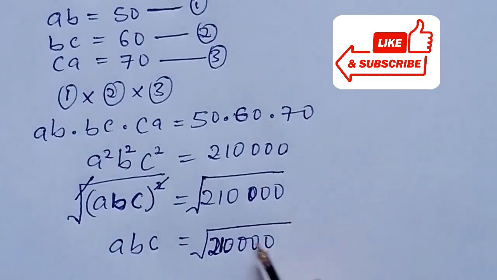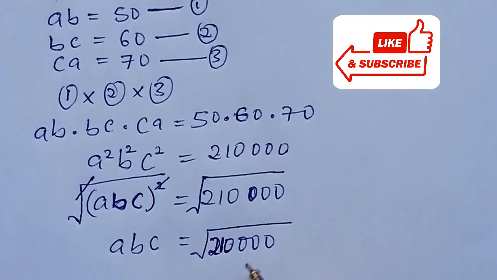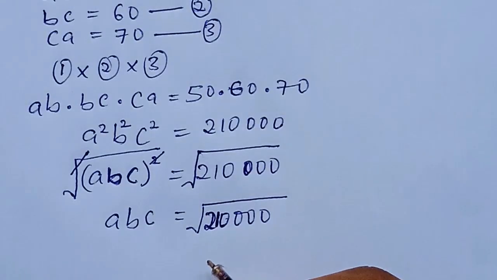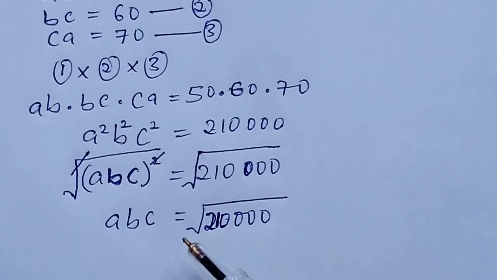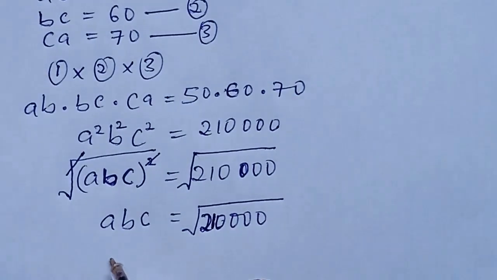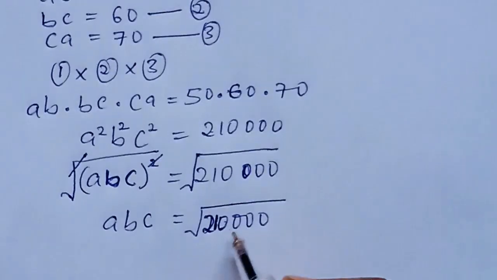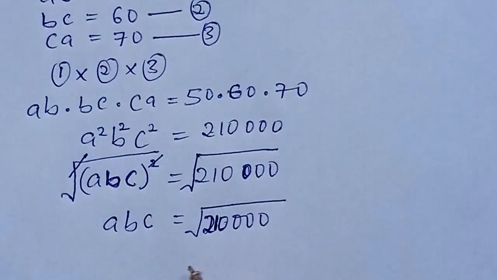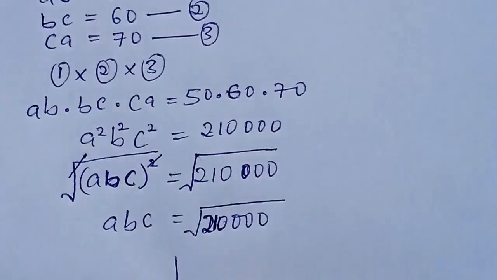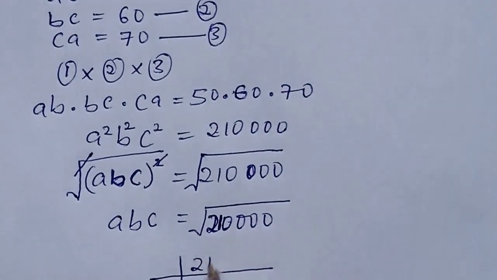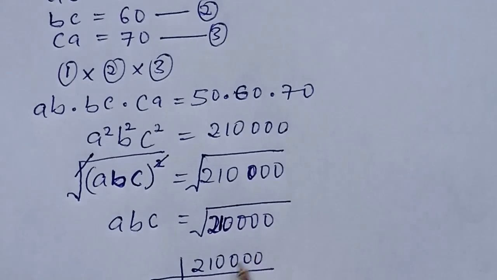Now, I will need to simplify the square root of 210,000 to be able to get the value for what we are asked to find. So I'm going to find the prime factors of 210,000. So I'll do it this way. I have 210,000.